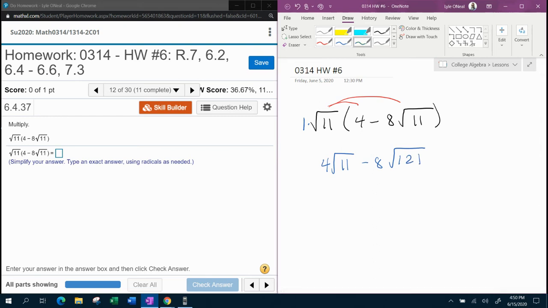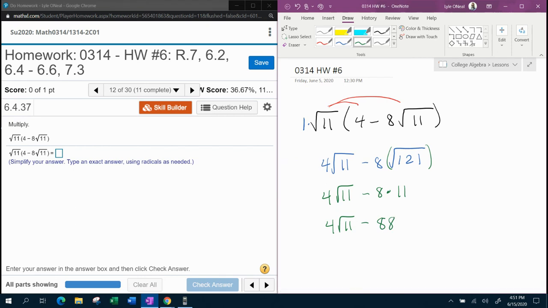And now we're going to see if we can simplify further. So I've got 4 square root of 11. The square root of 11 does not simplify. But over here in the second term, we've got negative 8 times square root of 121. And the square root of 121 is 11. So that will simplify. And then we can go one more step. We've got 4 square root of 11 minus 8 times 11, which is 88.